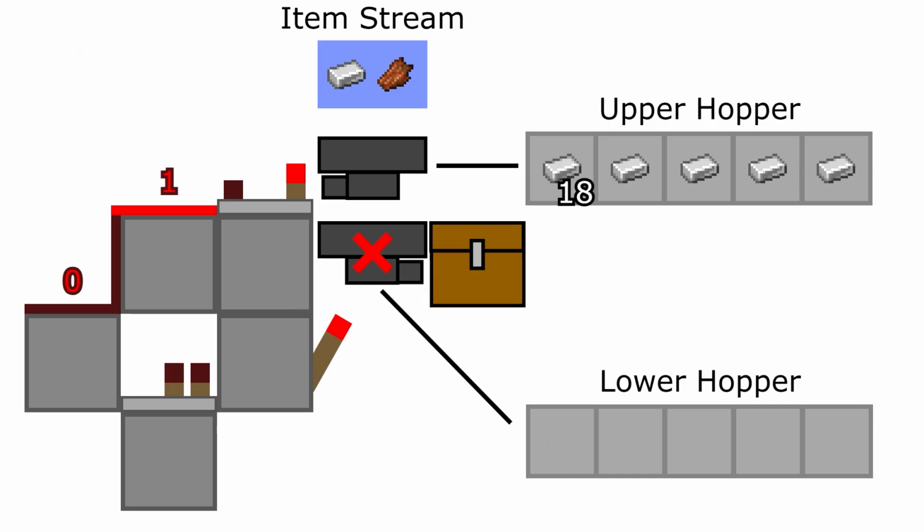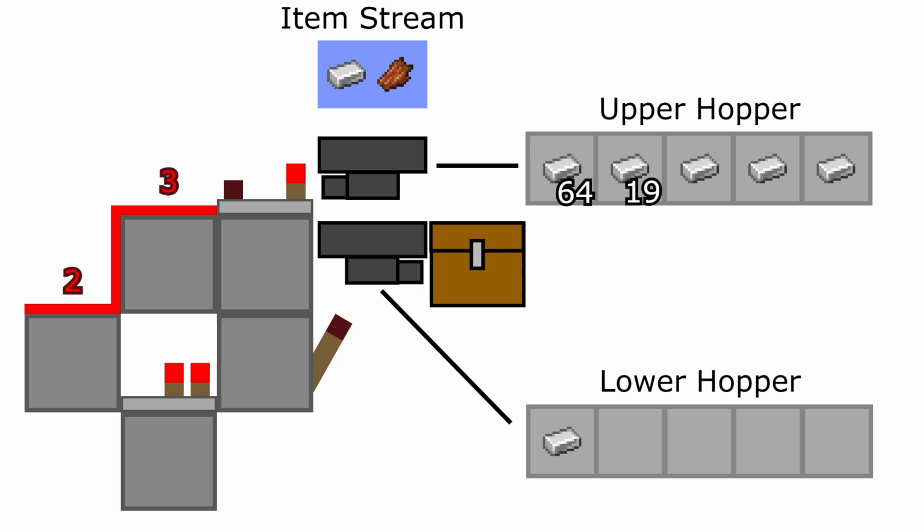Consider what happens if we get a sudden flood of iron ingots before the item stream goes back to its normal amount of iron and rotten flesh. The iron stacks up and stacks up and stacks up, faster than the lower hopper can remove it. Eventually we get to the point where slot 1 is completely full, and slot 2 starts filling up. If slot 2 doesn't fill up too much, we might be okay. But once slot 2 has 19 ingots in it, it's game over.